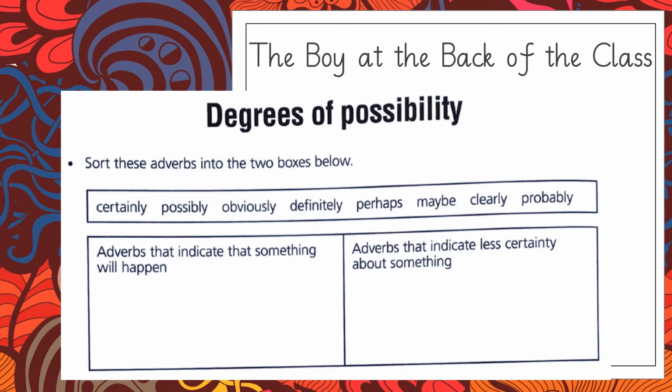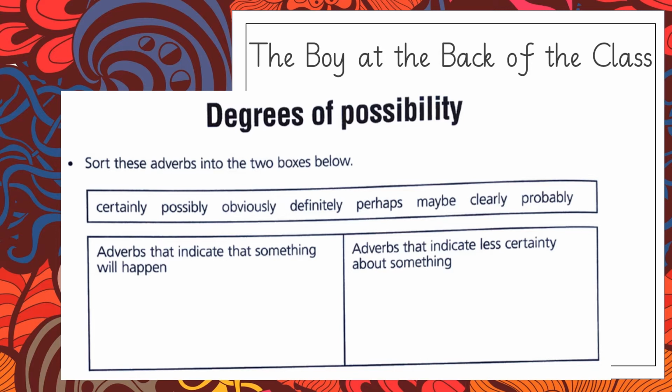So what this is asking you to do is to split the adverbs that are in that list, certainly, possibly, obviously, definitely, perhaps, maybe, clearly, probably, into things that are sure to happen and things that maybe won't happen. Okay, so for example, certainly, that's going to go in the first box, because if something is certain, you can depend on it. And then possibly, meh, that's not so clear, so that would go in the second box. So your job then is to put the others, obviously, definitely, perhaps, maybe, clearly, and probably, into the correct box.